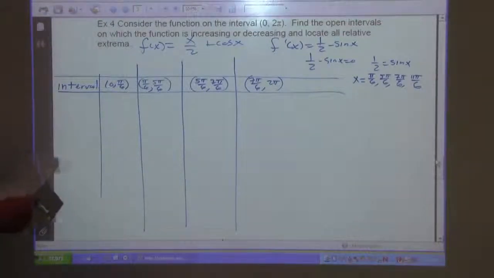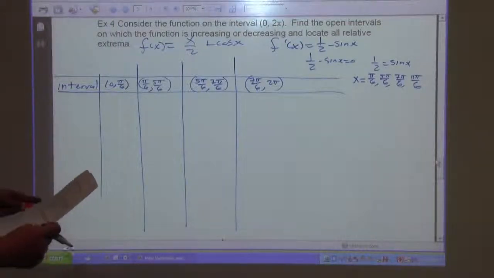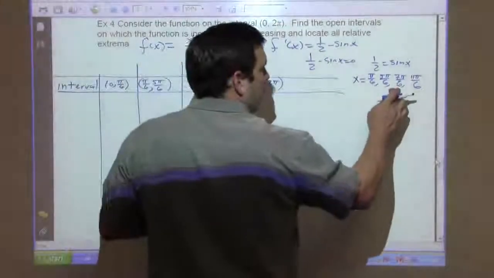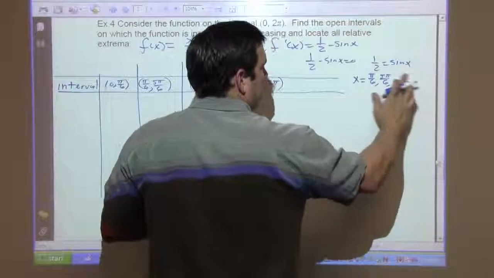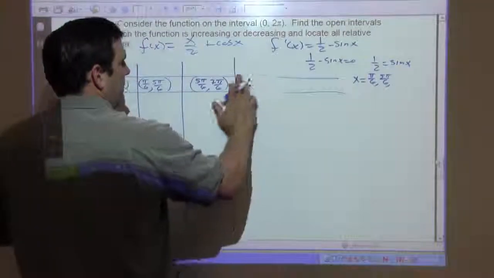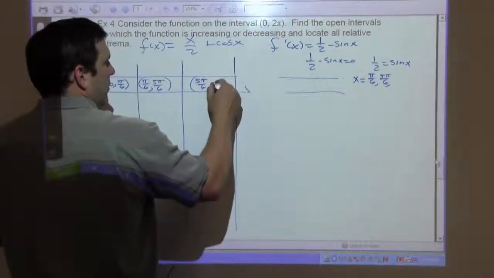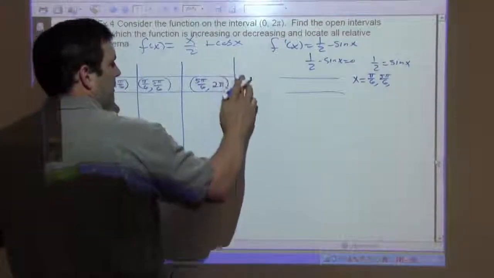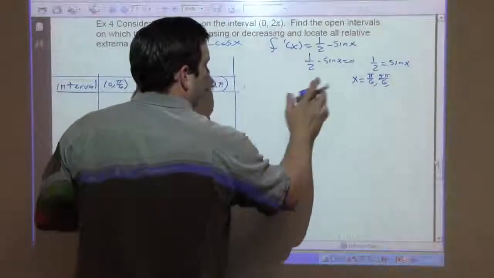Oh, wait a second, I forgot. 7 pi over 6 is going to be negative 1/2, and so is 11 pi over 6. I need to exclude those. So let's just back this up a bit and make this go to 2 pi. Okay.